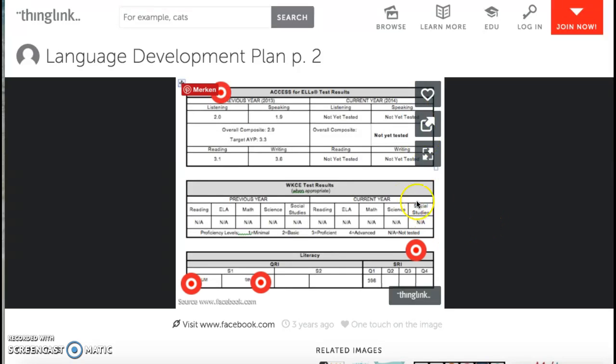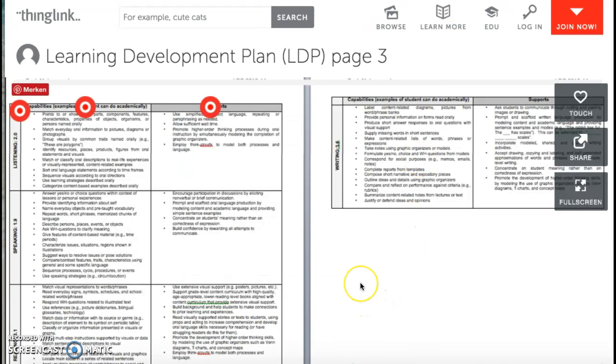There is a second page that gives some information about listening and speaking from the ACCESS scores. It also gives them some insight into literacy. And then there's a third and fourth page that gives the standards and also tells what sort of strategies are good for the student in order to support them for their learning.